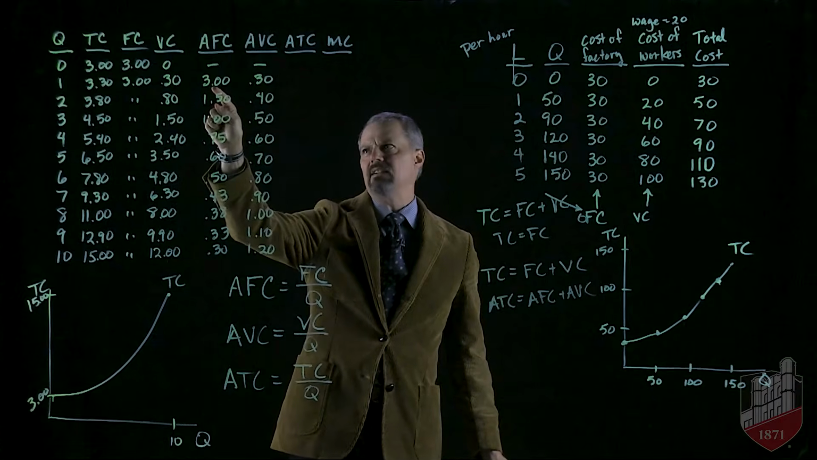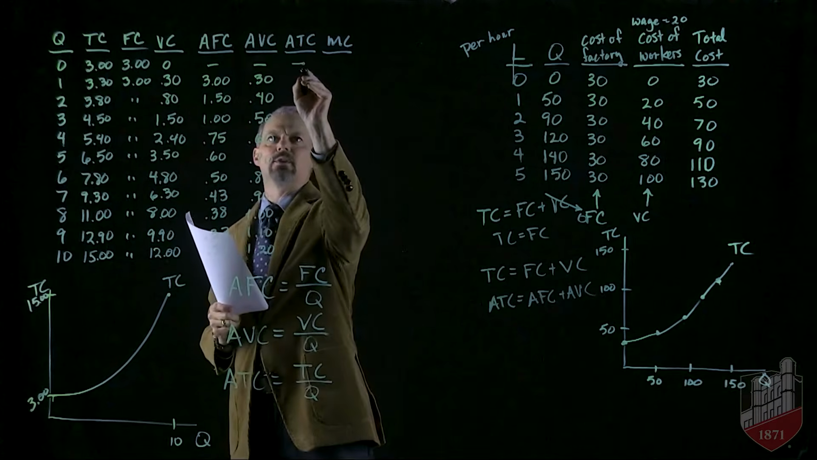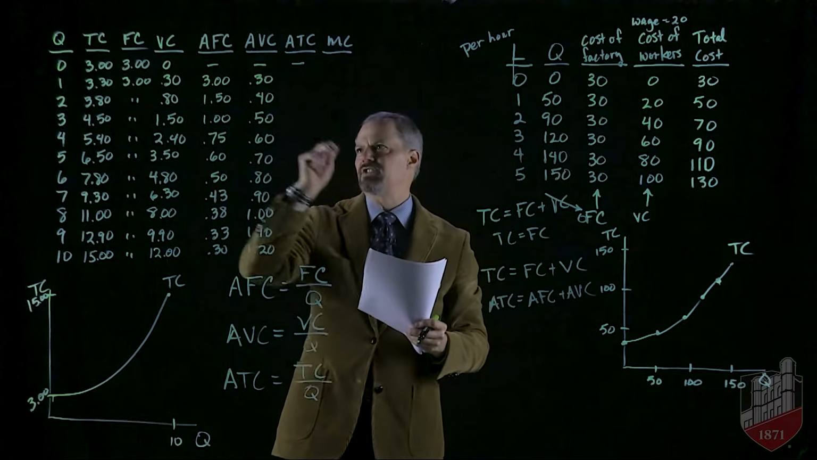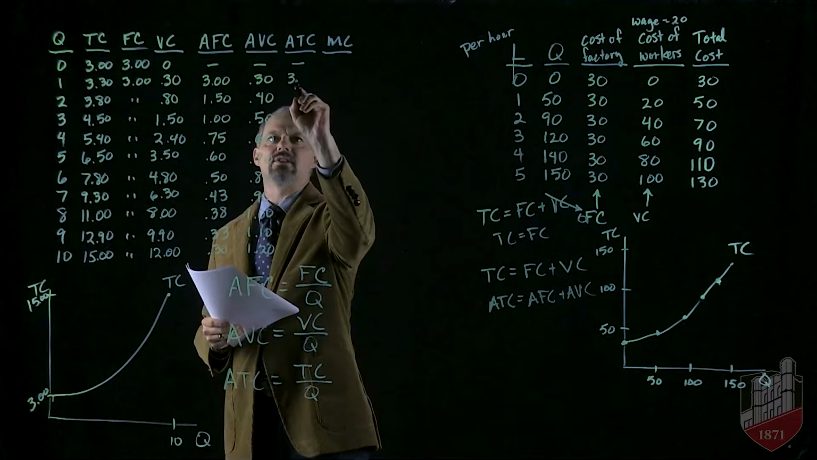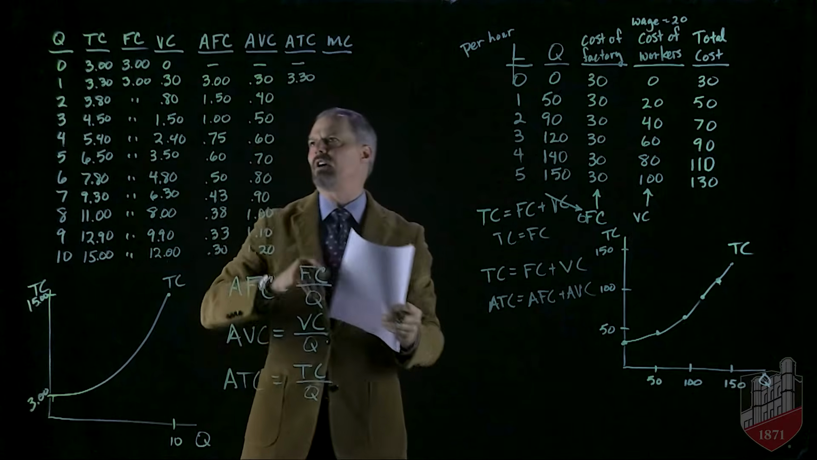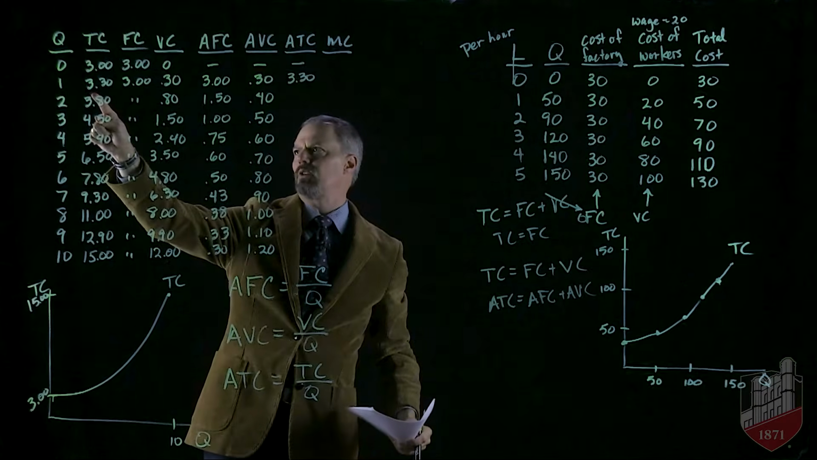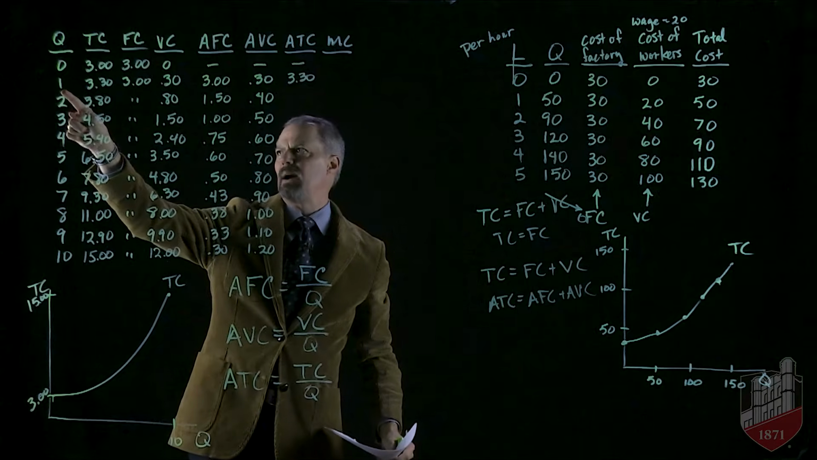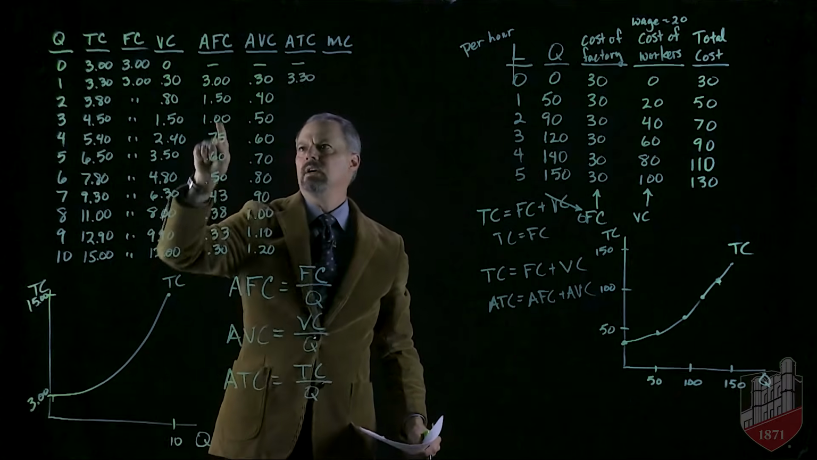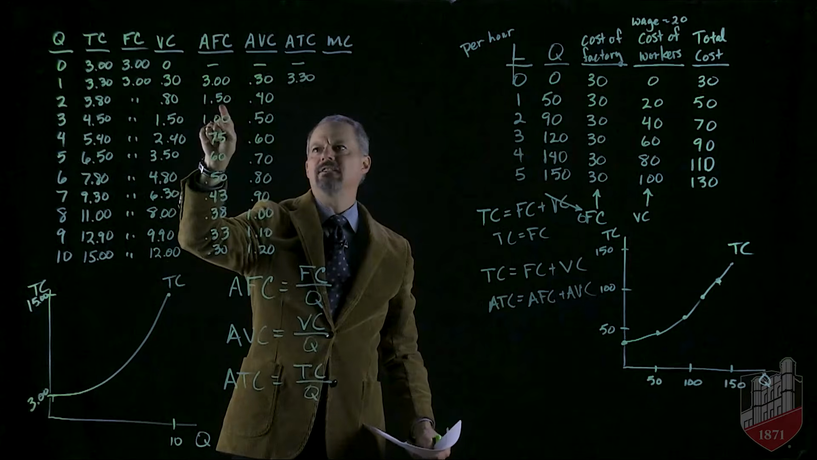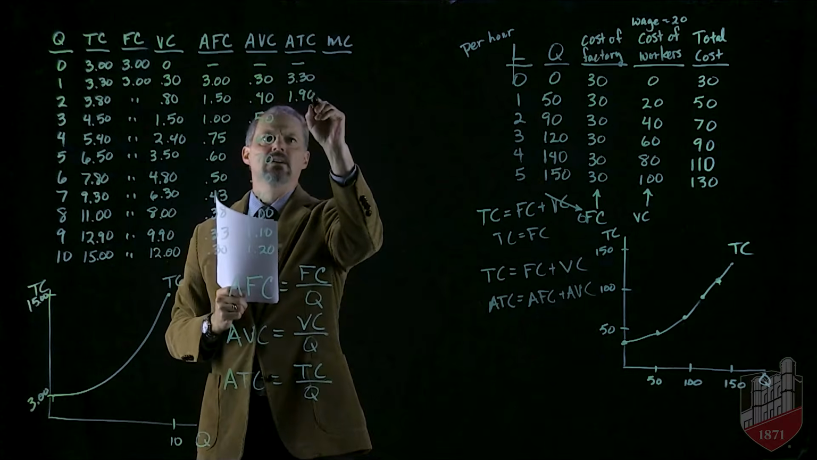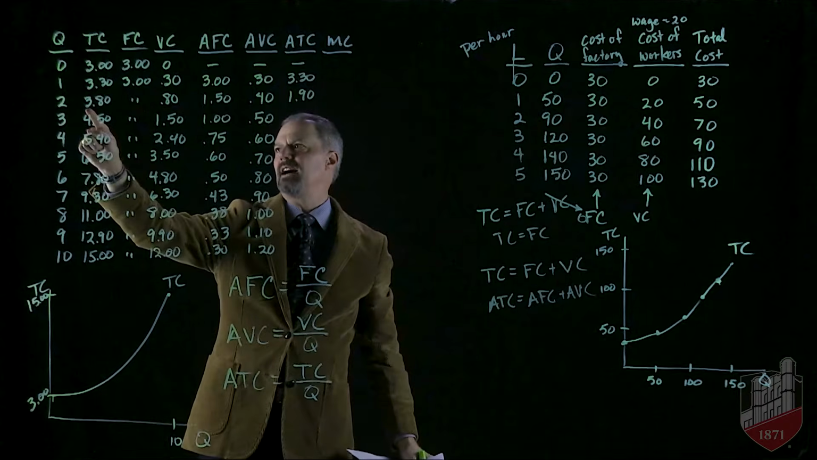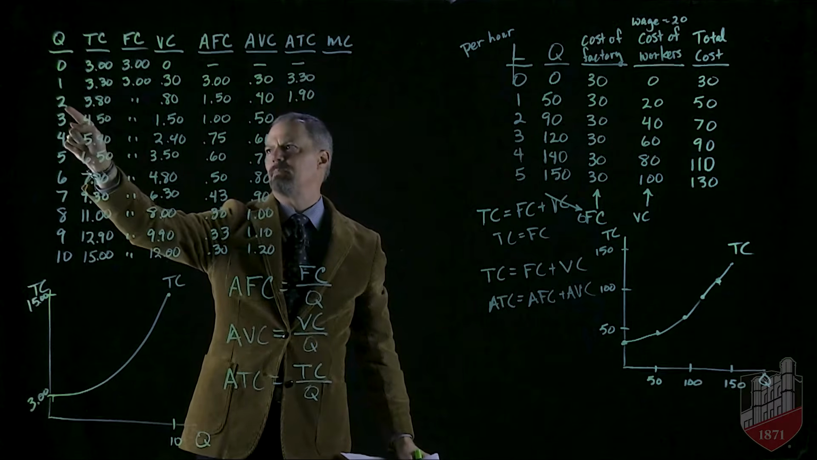So if we did that, we can't divide by 0, so I'm putting a dash there. $3 plus 30 cents would be $3.30. And that would also be what you would get if you took total cost of $3.30 and divided by quantity of 1. Here, it's $1.50 plus 40 cents. That's $1.90, which is what you would get if you divided $3.80 by 2.